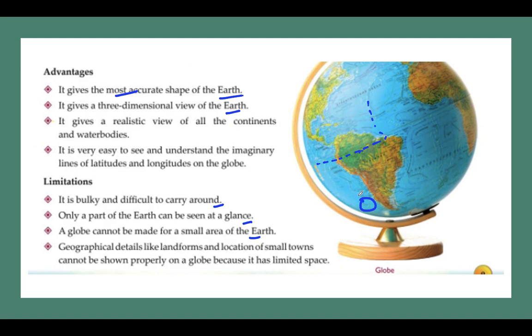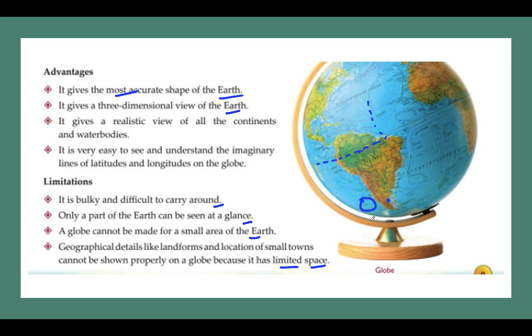Geographical details like landforms and the location of small towns cannot be shown properly on a globe because it has limited space. If there is a town and you want to see details about it, that is never possible. Why is it not possible? Because the space is limited. It's not like if you open it, another globe will open. So the space is limited. For that reason, if you want to see the entire earth at a glance, then a globe is okay.